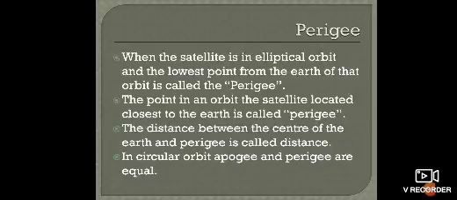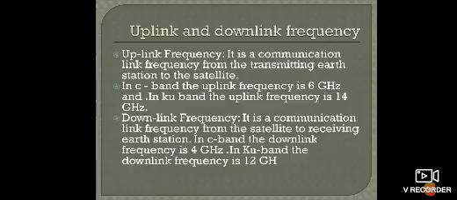But we have to know that in a circular orbit, the apogee and perigee are both equal. Why? Because we are considering the elliptical orbit, so there is a difference between the apogee and perigee. In a circular orbit, there is no difference between the apogee and perigee. Both are equal.